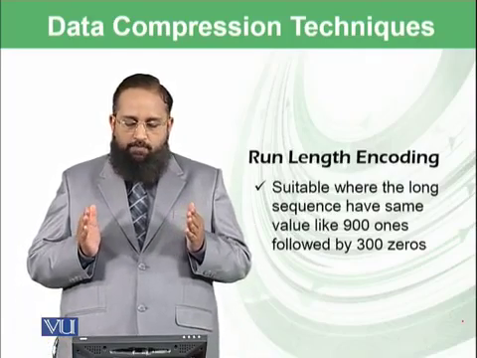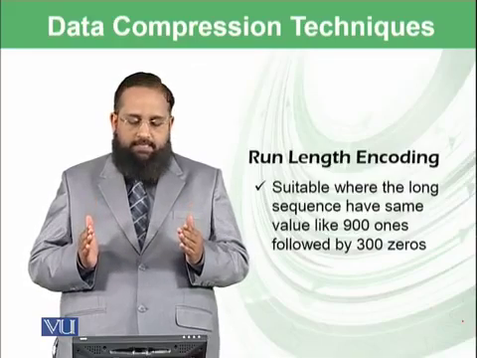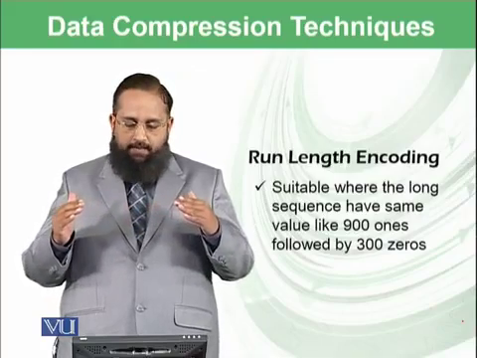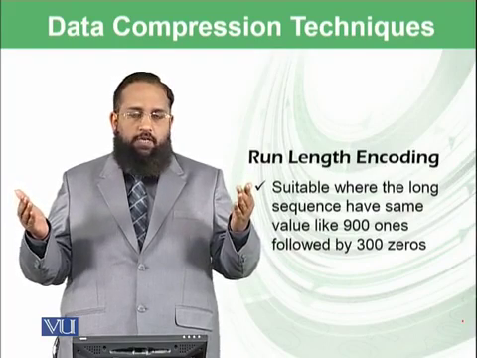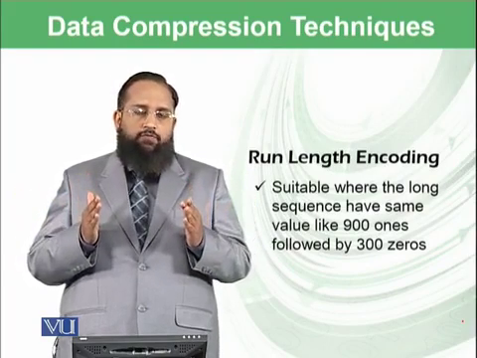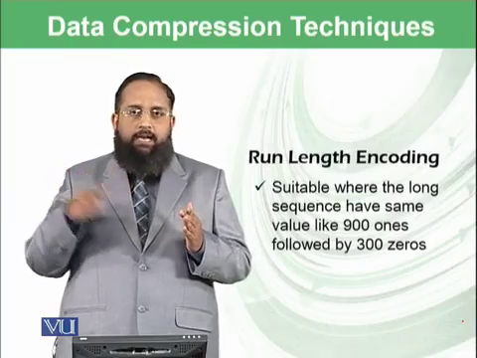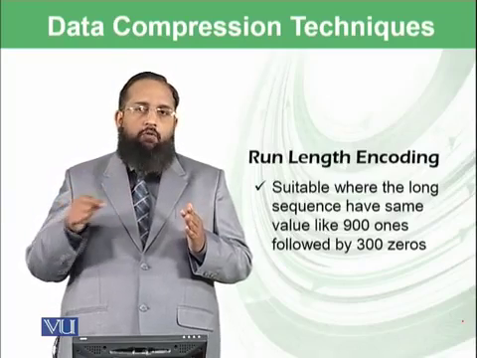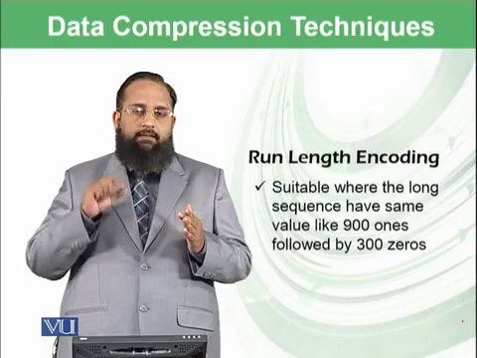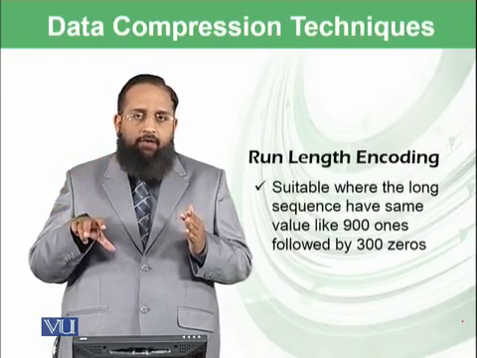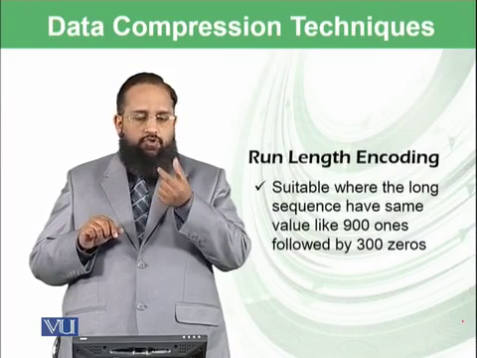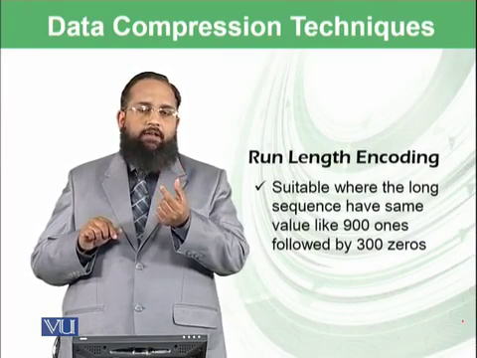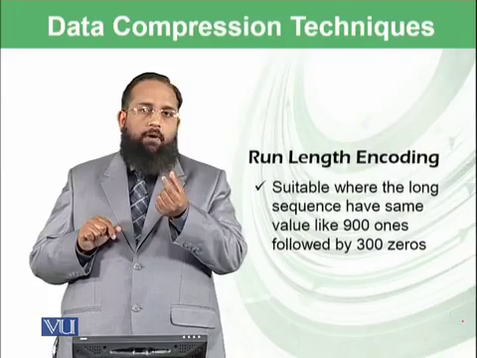Then there is another kind of technique known as run length encoding. It is suitable where long sequences have the same values, like 900 ones followed by 300 zeros. Instead of storing 900 ones and then 300 zeros, we can just say that this data has 900 ones and 300 zeros. Such information can be stored within a very small amount of space.